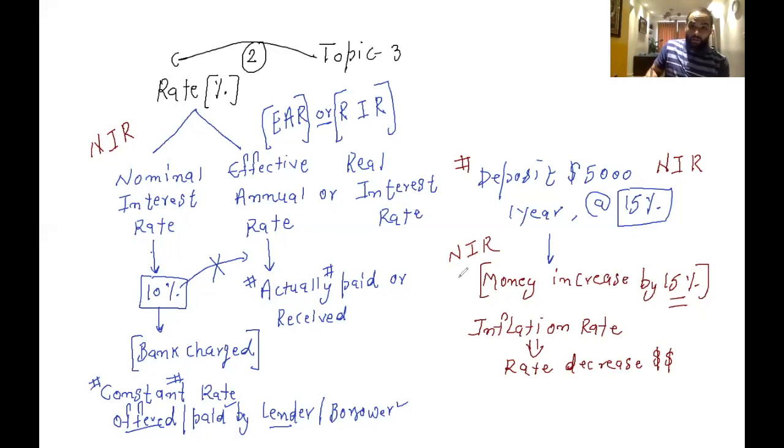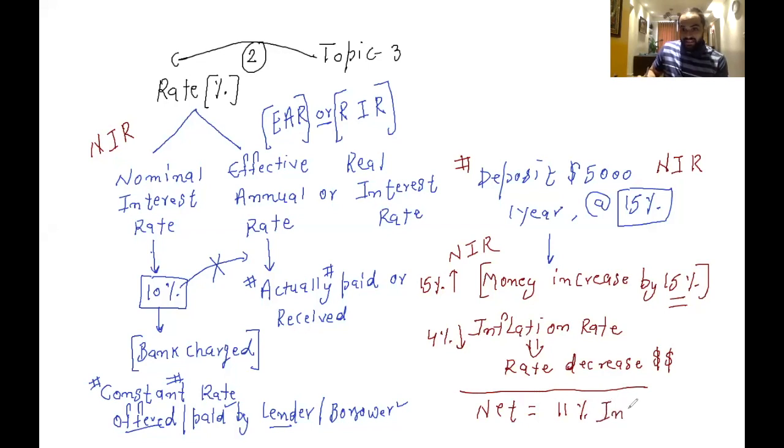So the money you deposit in the bank increased by 15%, and there is inflation in the market. For example, inflation is 4%. So what does it mean? The value of money will decrease by 4%. So your net money increased by 11%, right? Net increase is 11%. So increase by 15, decrease by 4, so net increase is 11. So this 11 is an example of EAR. That's the meaning of EAR.